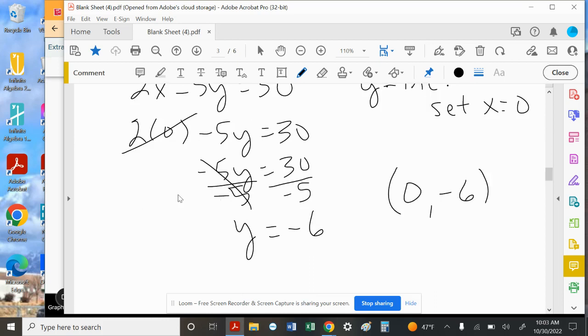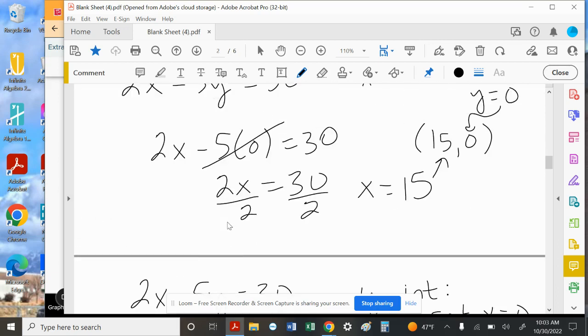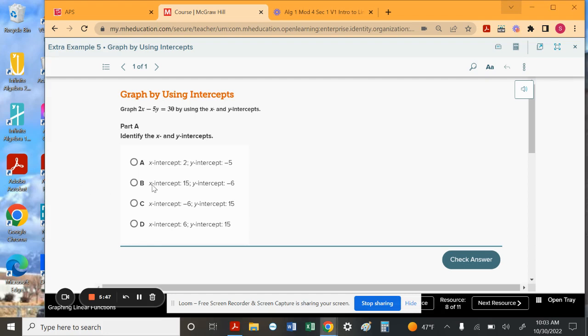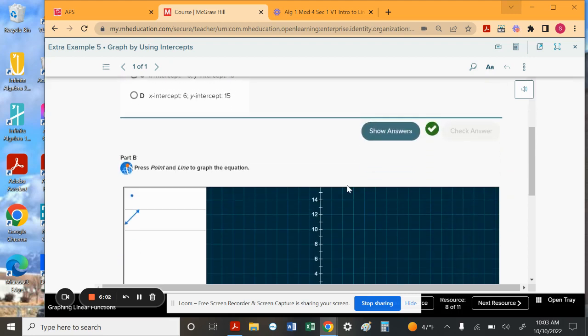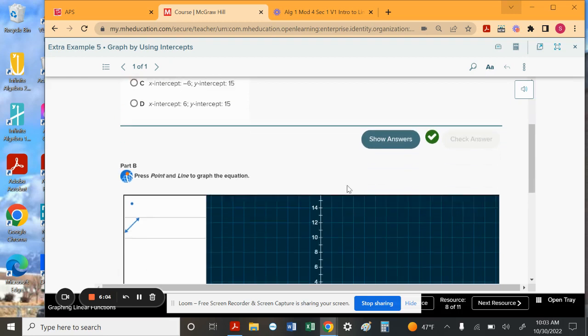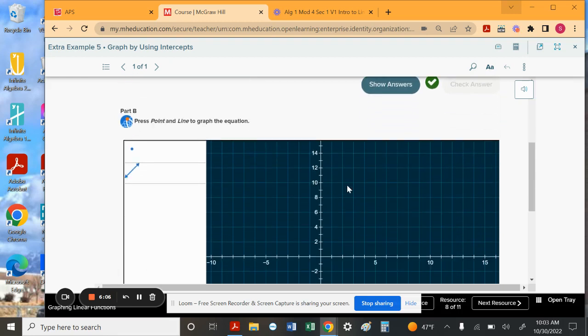So there are my 2 points: 0, negative 6 for the y-intercept, and 15, 0 for the x-intercept. So the x-intercept is 15, the y-intercept is negative 6. They go back and forth teaching you different things, meaning that sometimes they put the point, sometimes they just put the number. I would prefer that you learn it just using the point as we go through it. So that's that one.